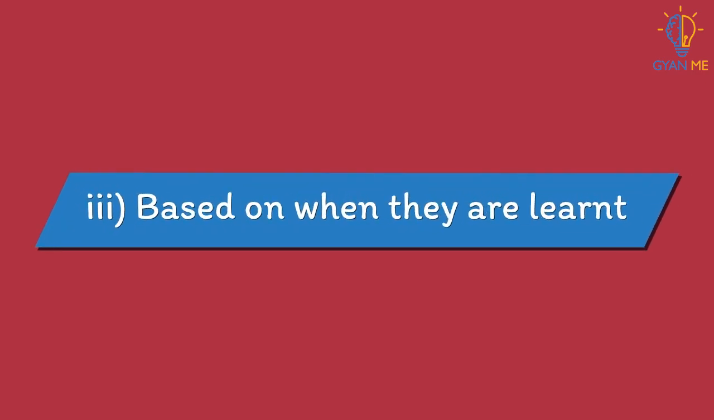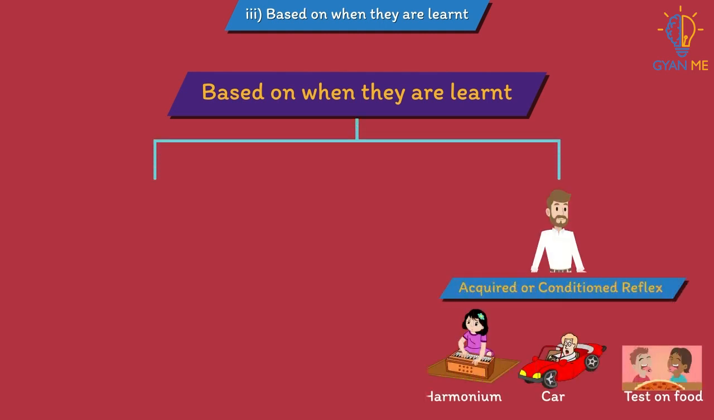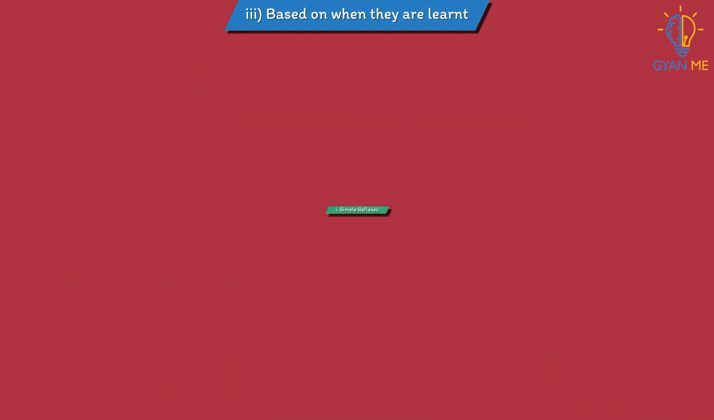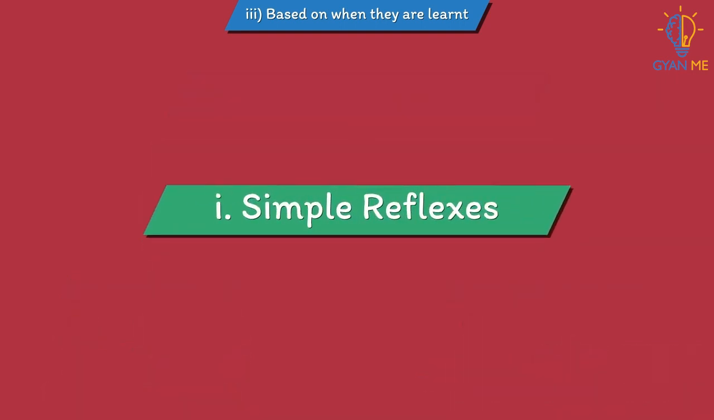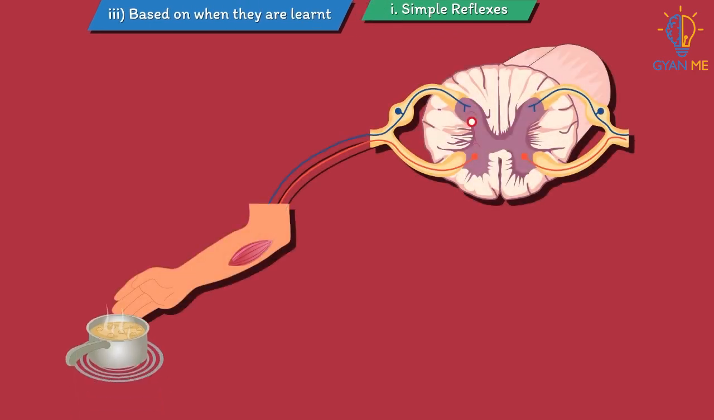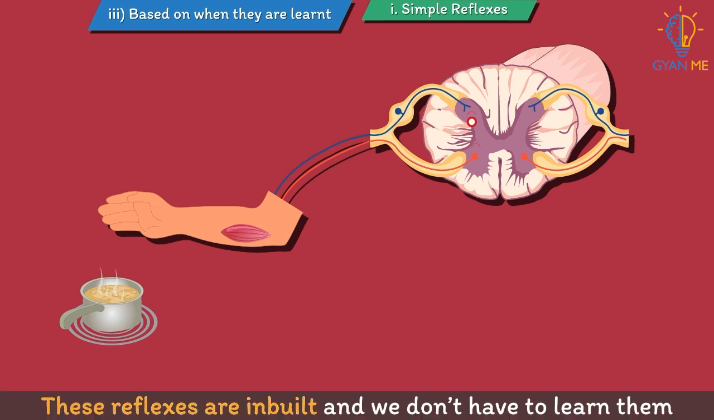Now let's see the third classification based on when they are learnt. Reflex actions are also classified on the basis of when they are learnt, like whether they are learned as we grow or unlearned, that is, from birth. First, let's see simple or basic reflexes. Most reflexes are innate and inborn, such as withdrawal of the hand from a hot surface. These reflexes are inbuilt and we don't have to learn them.